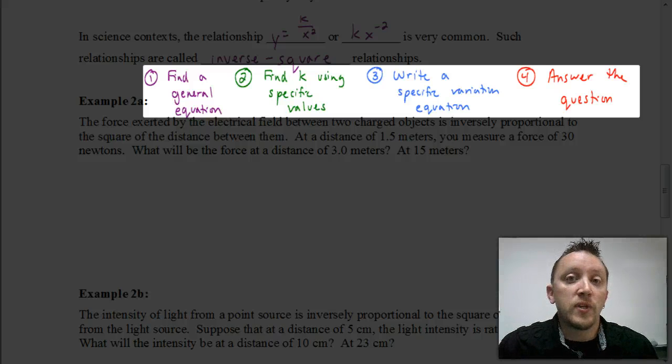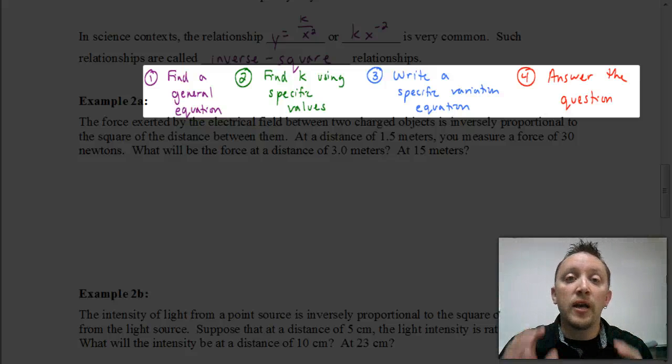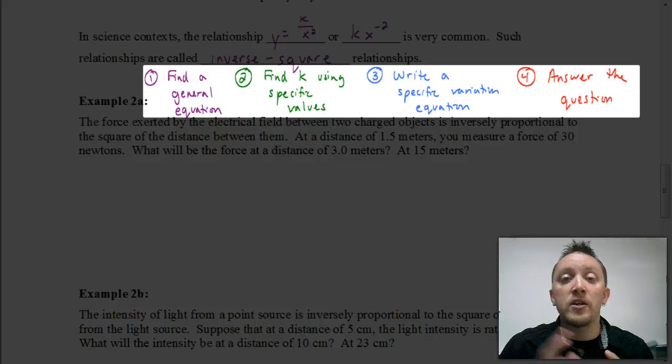And once you know that general equation, the second step is to figure out, well, what's that value for k? To find out what that value for k is, they're going to give you a specific scenario in the equation where they give you the values for the variables, the y and the x, or whatever the variables are going to be. And you plug those numbers in for those variables, and then you just solve your equation to figure out what k would be.